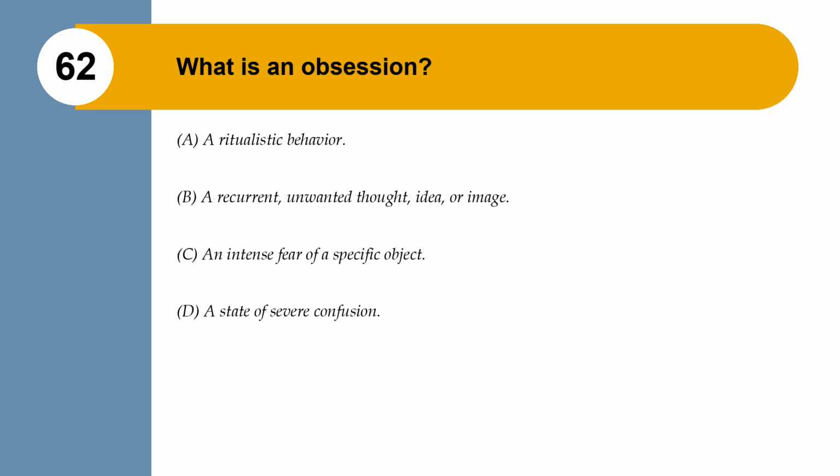Question 62. What is an obsession? Option A, a ritualistic behavior. Option B, a recurrent, unwanted thought, idea, or image. Option C, an intense fear of a specific object. Option D, a state of severe confusion.